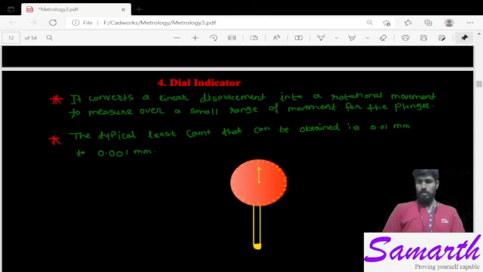In today's lecture, we are going to discuss different methods of linear measurement and angular measurement.